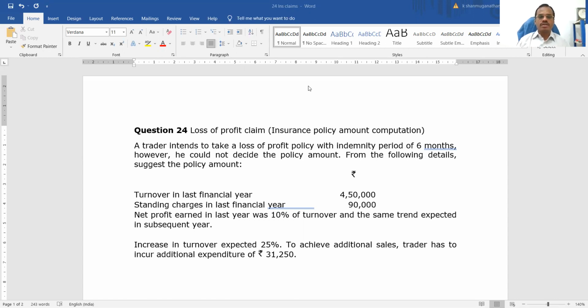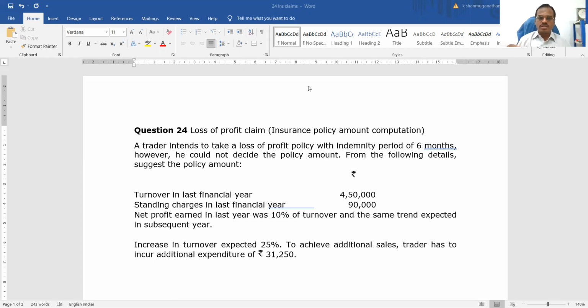However, he could not decide the policy amount. From the following details, suggest the policy amount. Turnover in last financial year, 4,50,000. Standing charges in last financial year, 90,000. Net profit earned in the last year was 10% of turnover, and the same trend expected in the subsequent year. So if you calculate 4,50,000 into 10%, 45,000 will come. So that same trend they expect. Increase in turnover expected 25%. To achieve additional sales, the trader has to incur additional expenditure of 31,250.